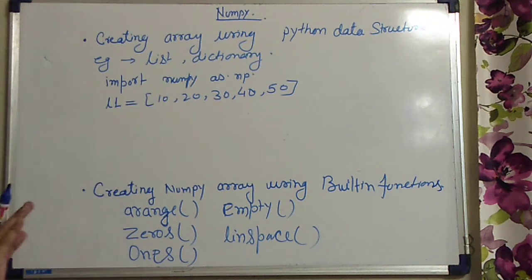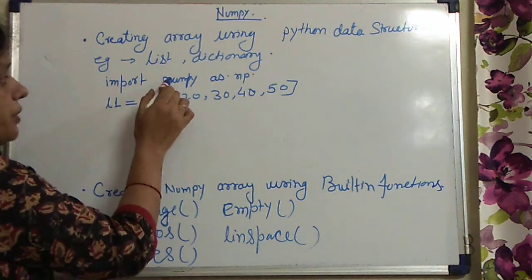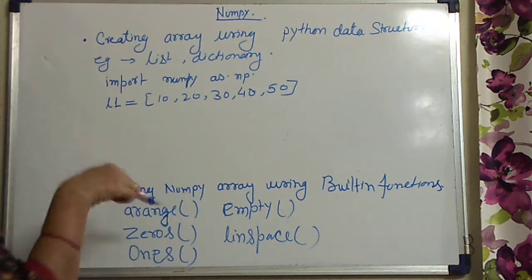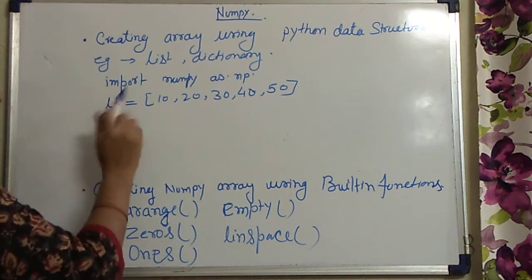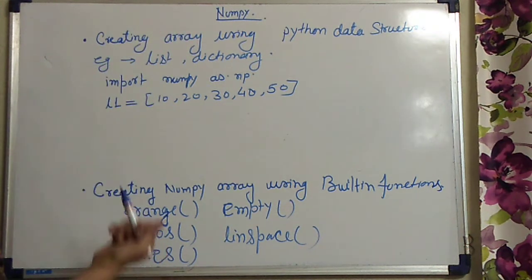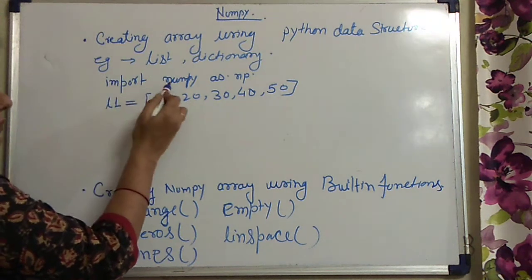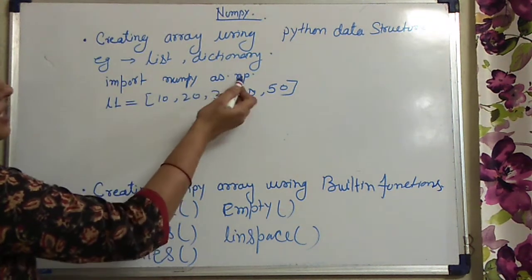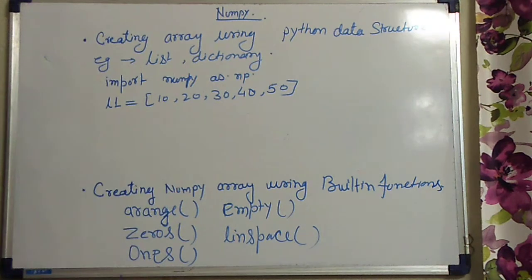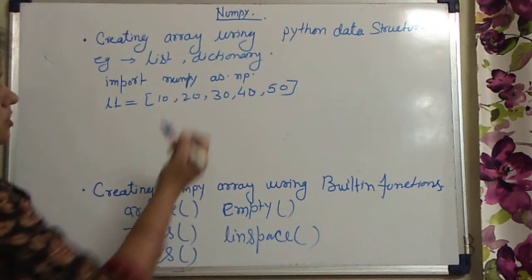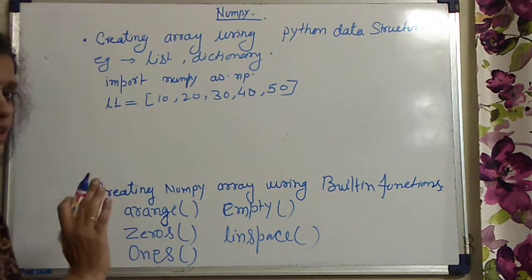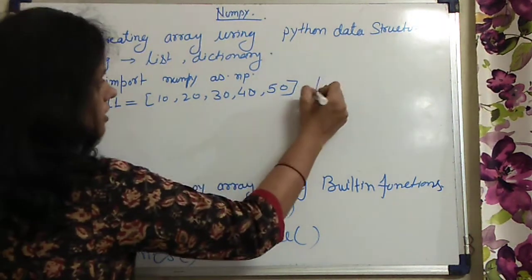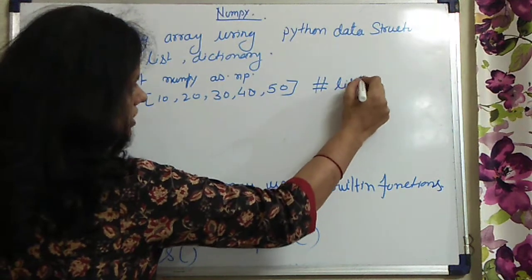NumPy is the library which contains a collection of functions inside it. It does not come by default along with the Python program, so you must import it from somewhere. So you must write import numpy as np, where np is the alias for NumPy, because writing numpy is difficult. So we have taken a short name, np. Clear? The next line is very clear to you. This is the list data type.